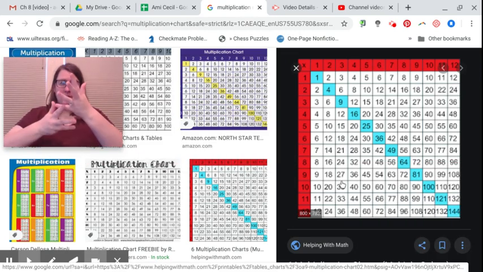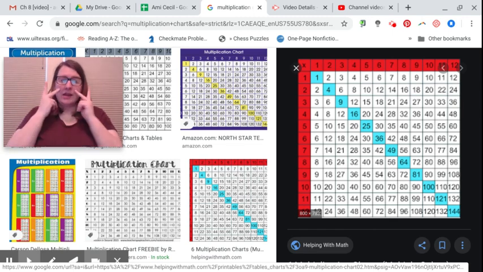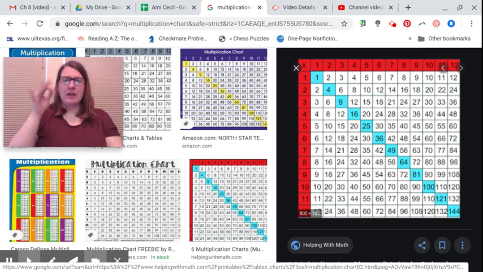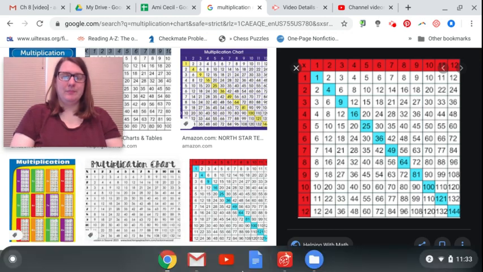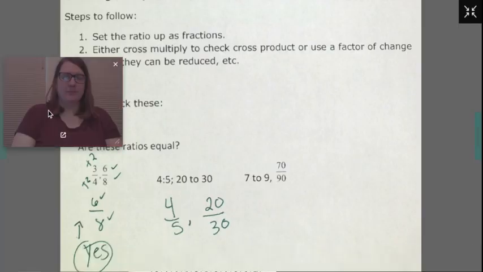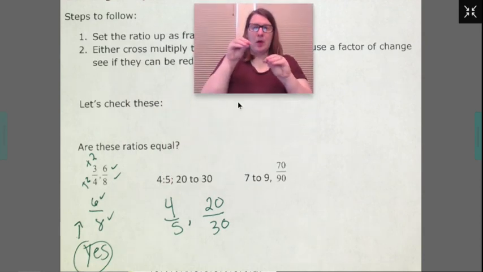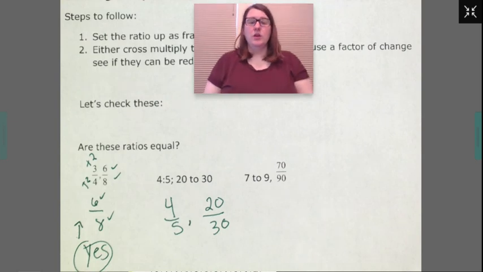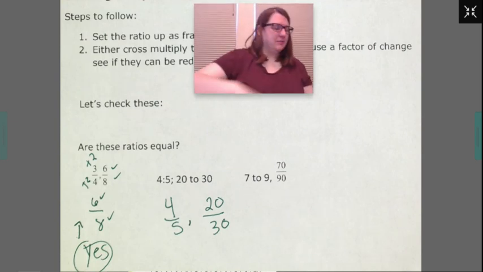I pull up a multiplication chart and I look at 4 and 20. So I'm going to look at my 4 column and I see 20, I found it. I go over, and I find 5. 5 times 4 equals 20. I'll put me at the top of the screen. So 4 times 5 equals 20.